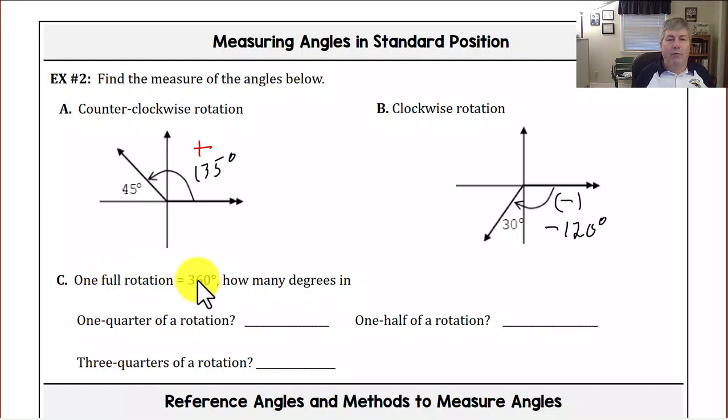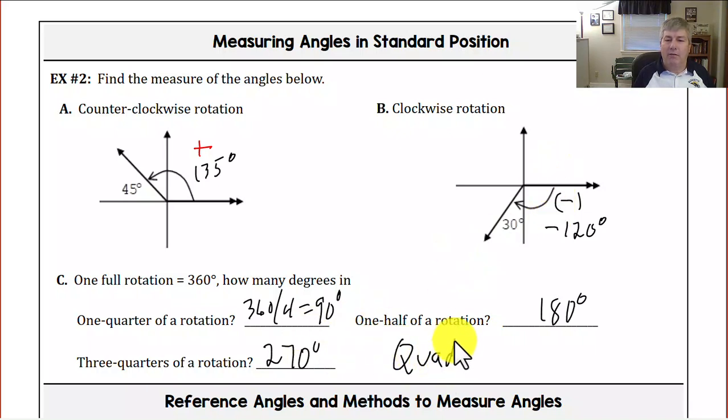So one full rotation equals 360 degrees. How many degrees in a quarter rotation? Well, 360 divided by 4 is 90, or a full quadrant. So half a rotation is 180 degrees, and 3/4, of course, is 270 degrees. And those represent the quadrants on the coordinate plane.